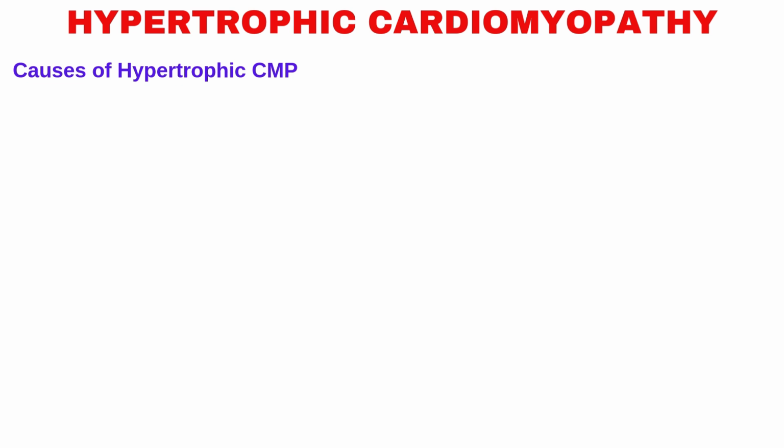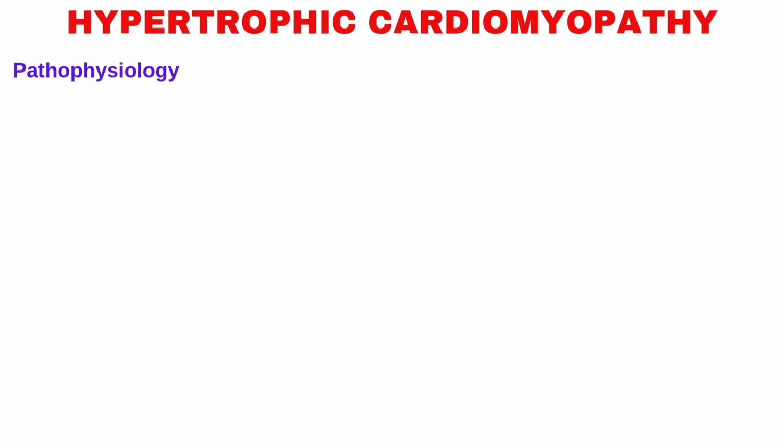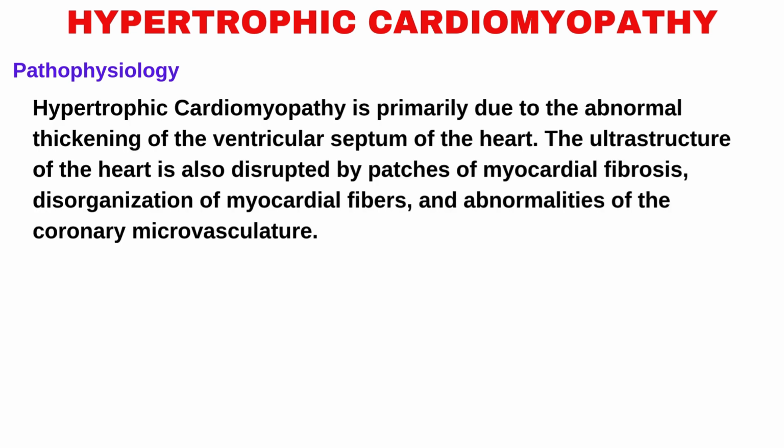Causes of hypertrophic cardiomyopathy. It may be caused by aortic stenosis. It can be genetic or may be due to hypertension. Now we will see the pathophysiology. Hypertrophic cardiomyopathy is primarily due to the abnormal thickening of the ventricular septum of the heart. The thickening of the heart muscle commonly occurs asymmetrically but may also occur symmetrically. That means septum and the ventricular free wall both become equally thickened.